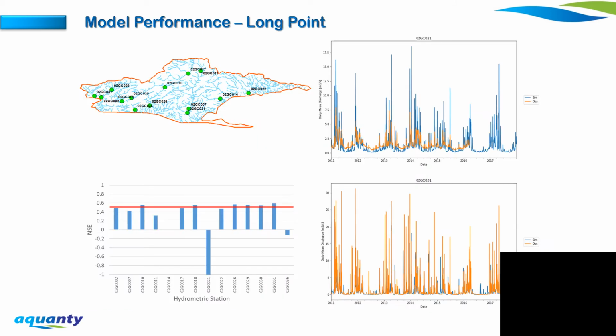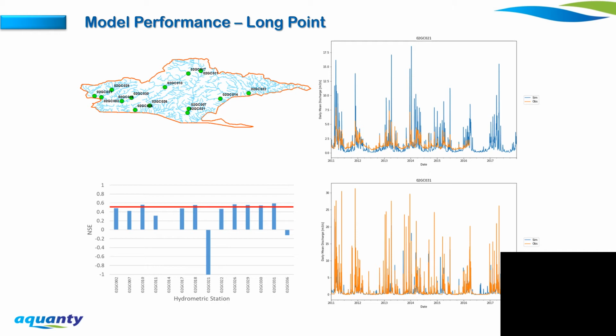Here we're looking at the surface water simulation performance for the Long Point region model. The map on the top left shows the distribution of the hydrometric gauging stations across the model domain. The bar chart in the bottom left shows the NSE values for the model's ability to reproduce observed flow rates at the hydrometric gauging stations where there was a long enough data record to support evaluation from the 2011 to 2018 simulation interval. For the most part, the NSE values are approaching or above 0.5.